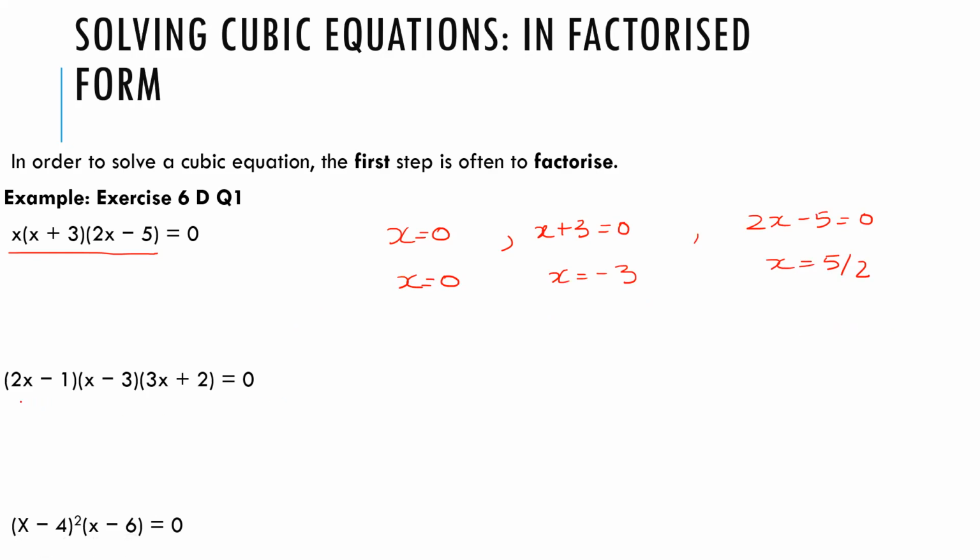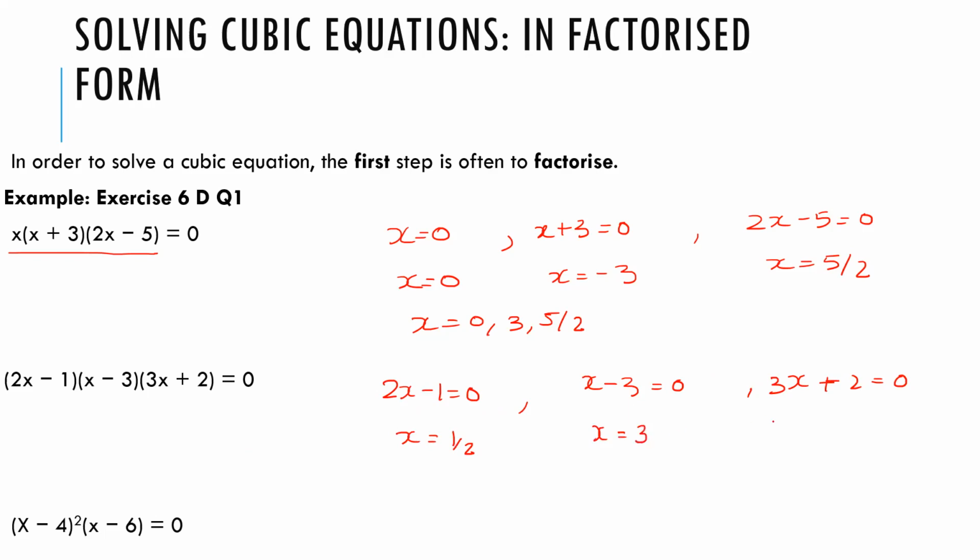Now the next part. This is our first answer, so the solution would be x equals 0, negative 3, and 5 over 2. Now the next part is 2x minus 1, x minus 3. Again, we do the same thing. It's in factorized form, so equating each factor to 0: x minus 3 equals 0, and 3x plus 2 equals 0. That would be x equals 1 over 2, moving 1 to the other side and then dividing by 2, x equals 3, and x equals negative 2 over 3.